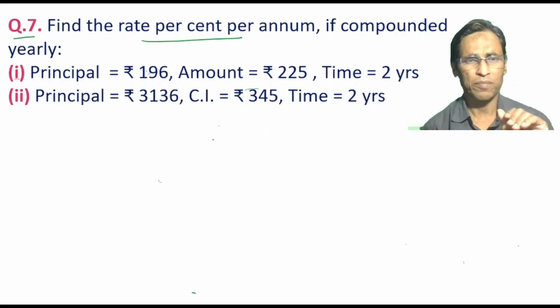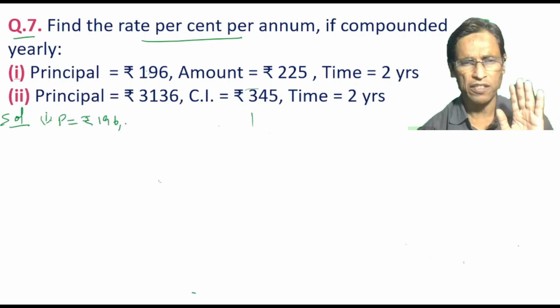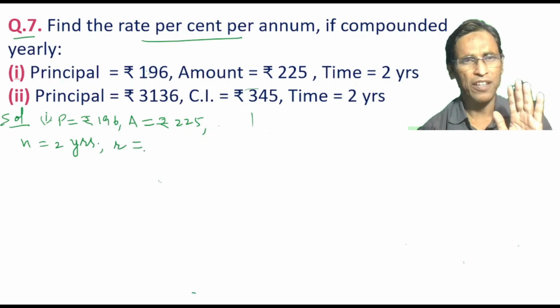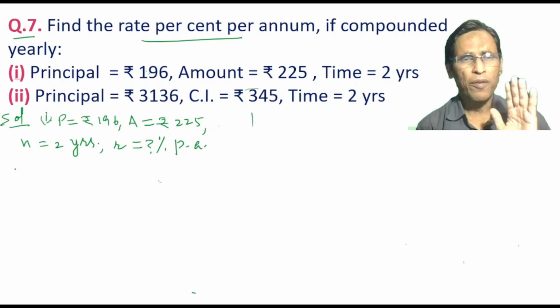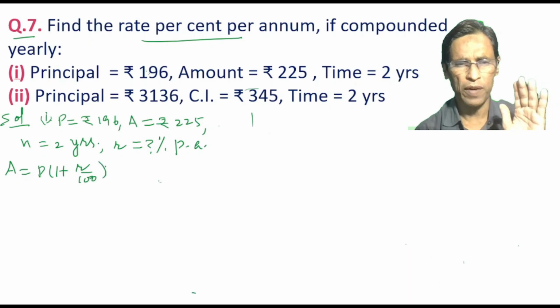in the two cases. In part 1, we have P equal to rupees 196, A equal to rupees 225, and N equal to 2 years, and R is absent. Therefore, we have to find the value of R, percent per annum. Now we proceed from here by taking the formula of amount, which is A equal to P times (1 plus R by 100) to the power N.